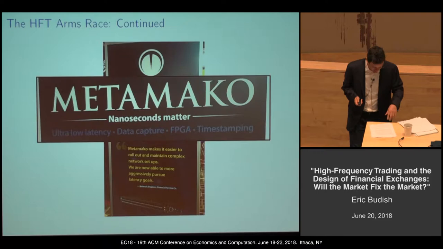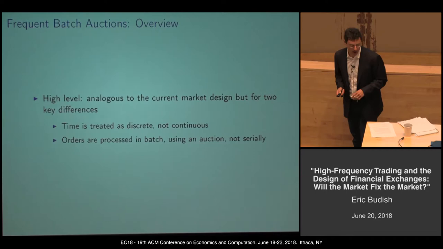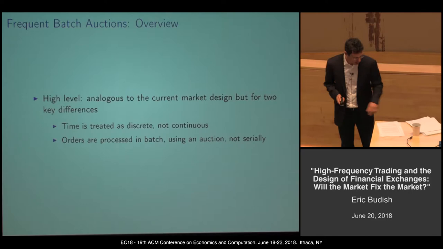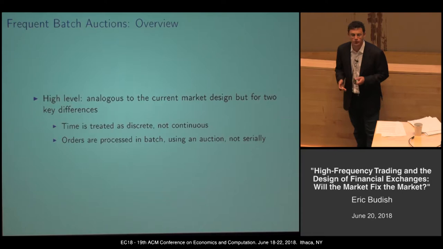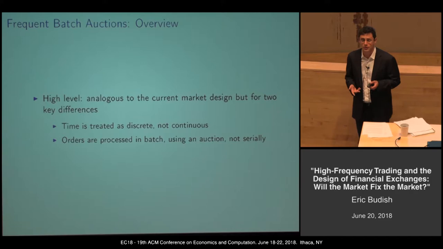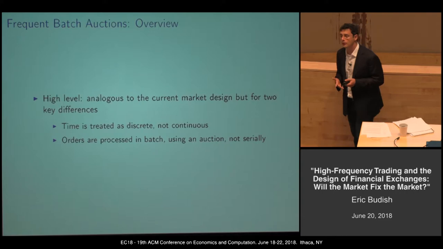Okay, so I now want to explain our proposed new market design, frequent batch auctions, and how this directly solves the problem. At a high level, our proposal is to make two changes to the current market design. Put time into discrete units, and then batch process messages that arrive at the same discrete time interval, processing them using an auction rather than serially via the limit order book.